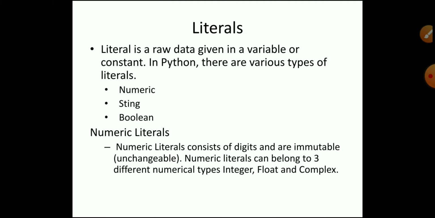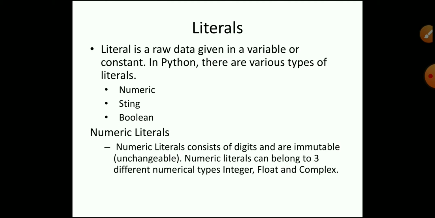Given in a variable, values are called constants or literals. In Python there are various types of literals. We have three types of literals: numeric, string, and boolean. First one is the numeric literals. Numeric literals are considered as digits. Digits are immutable values.